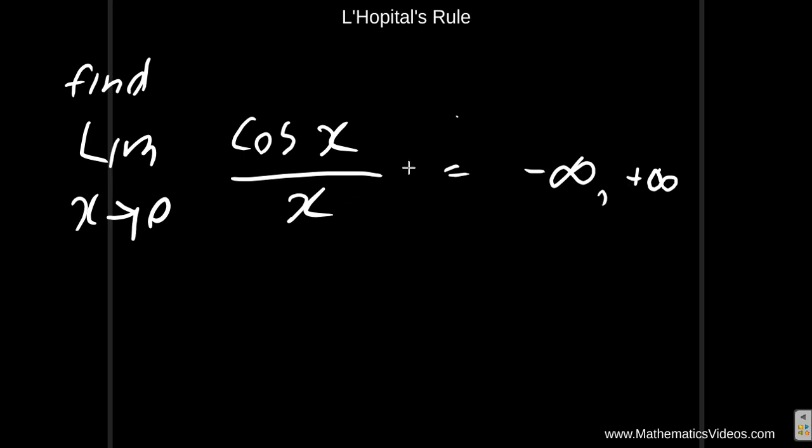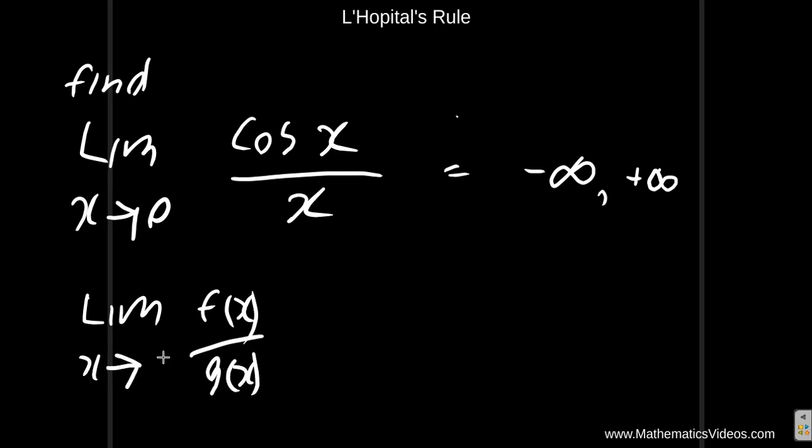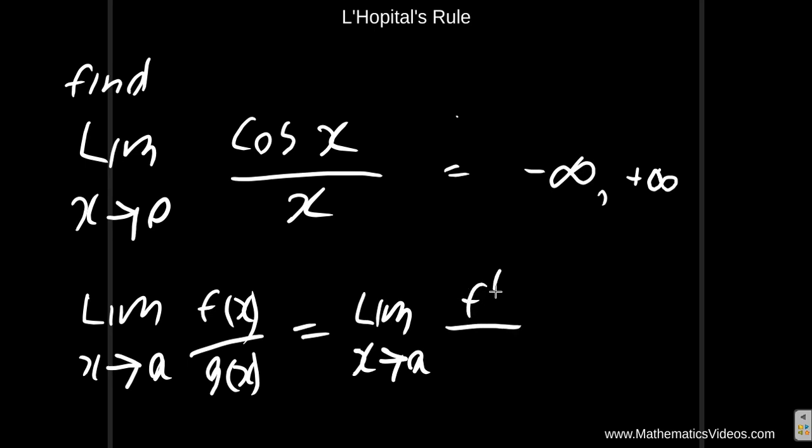What would happen if we use L'Hopital's rule? Remember what L'Hopital's rule says: the limit of f of x divided by g of x as x tends to a is equal to the limit as x also tends to a of f prime of x divided by g prime of x, when you differentiate the functions. So we're going to differentiate cos x and also x and substitute.